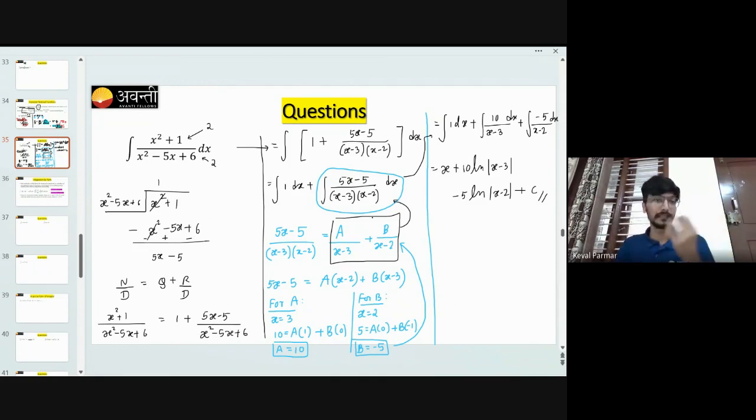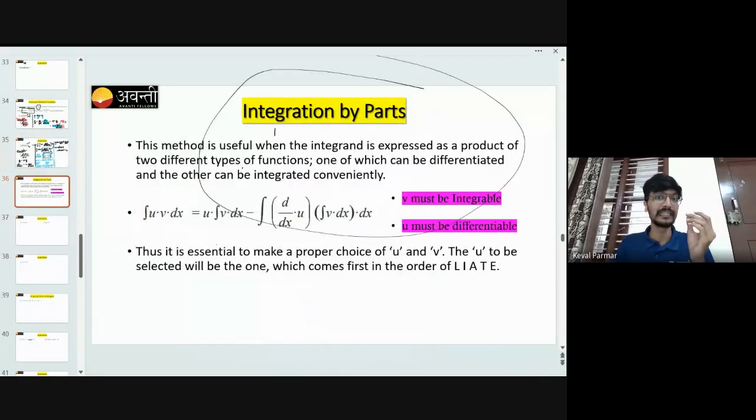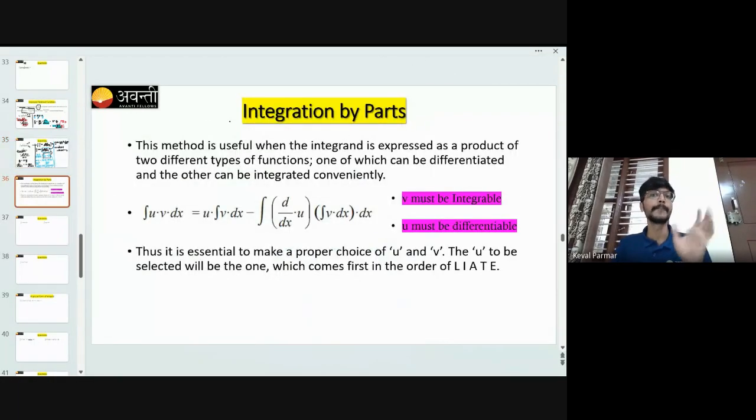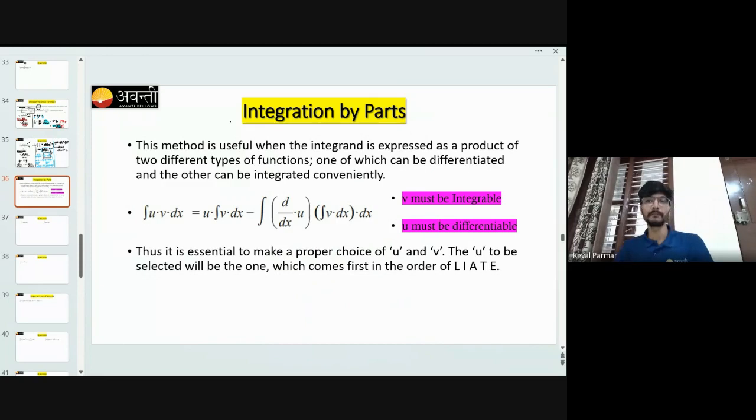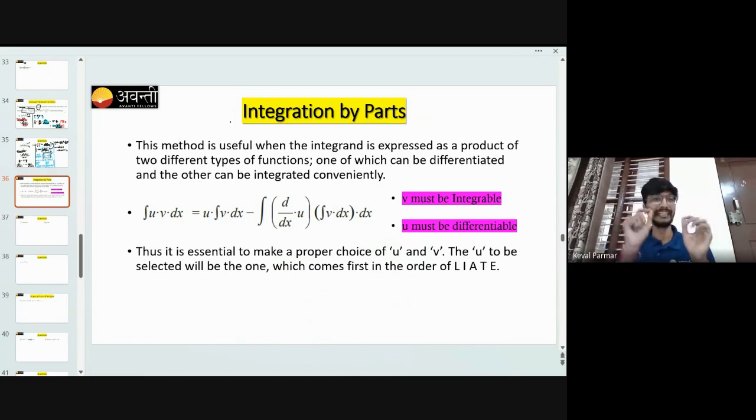Next part is the integration by parts. What is integration by parts? You know, in differentiation we had the product rule, UV rule जिसको बोलते थे हम लोग: u derivative of v plus v derivative of u. So there was no such rule in integration. But here in integration by parts, we develop that rule.